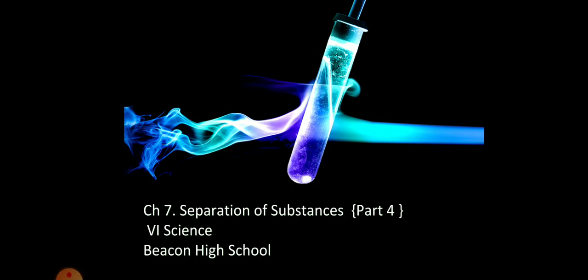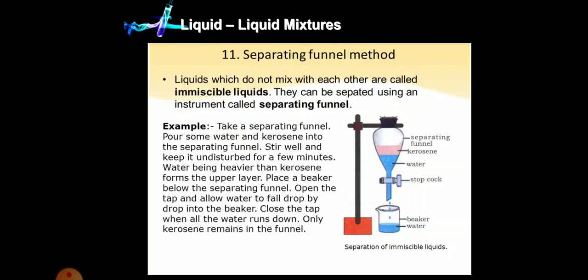And the other one is immiscible liquids, in which the two liquids do not mix with each other and can be differentiated. An example is a mixture of oil and water. Now in this slide you can see how liquid mixtures can be separated by using the method known as separating funnel. This method is used for separating two immiscible liquids from each other.